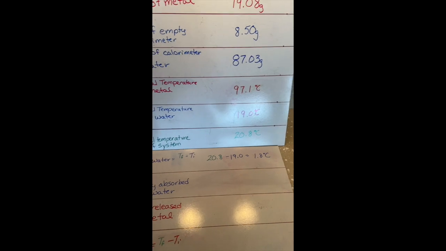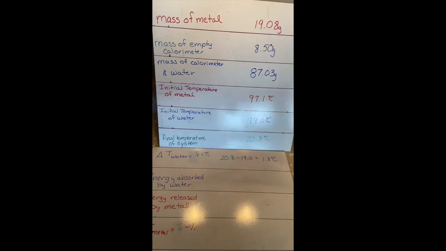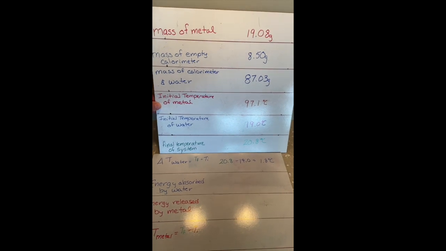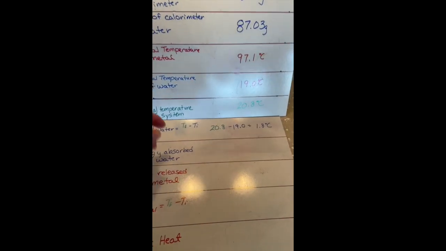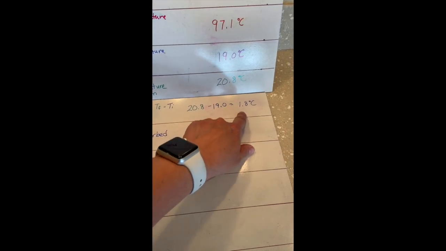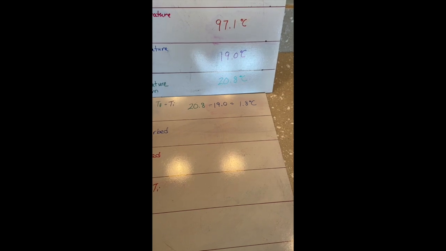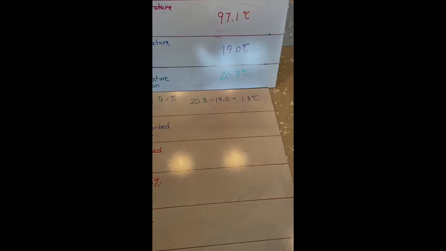Using the final temperature of the system and subtracting the initial temperature of the water, we have 20.8 minus 19, which gives us a temperature change: the water in the calorimeter rose 1.8 degrees Celsius.